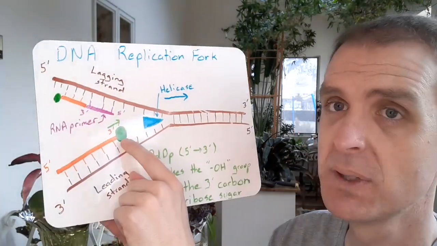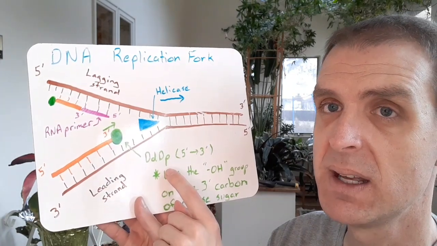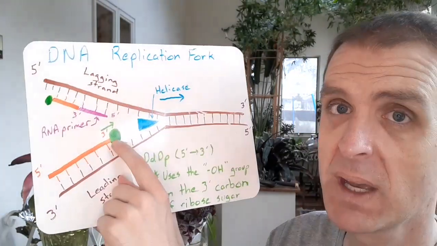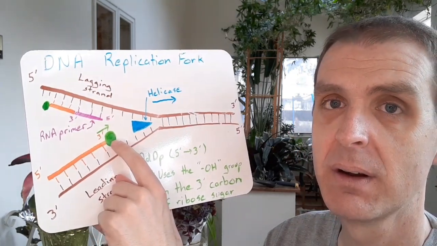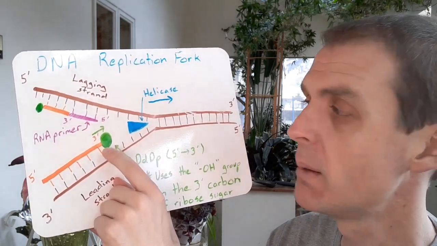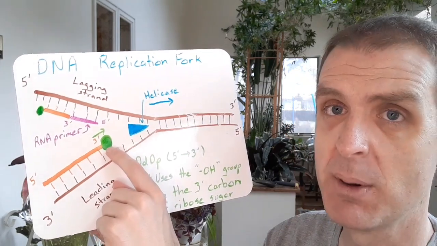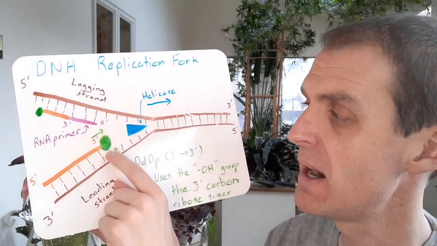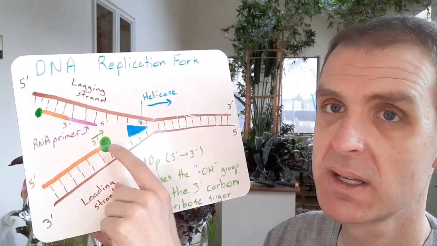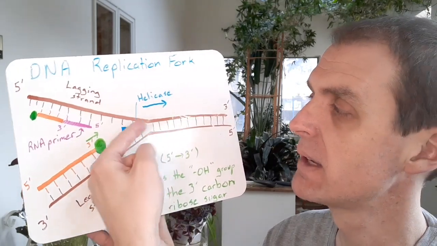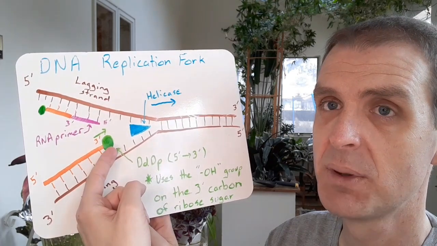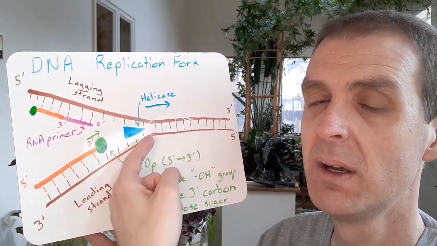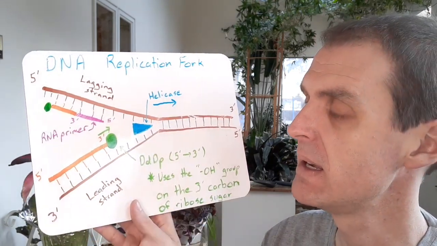That means that the polymerase, the DNA-dependent DNA polymerase, is going to be making use of that 3' hydroxyl to add another nucleotide to the 3 carbon of the ribose that had just been laid down on this track. And so it just works, and the helicase is going in this direction, and this DNA-dependent DNA polymerase is just following right along behind that helicase.